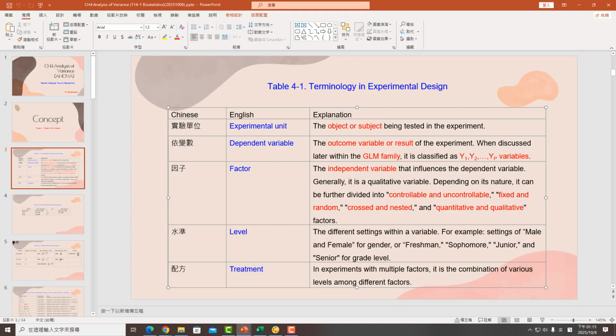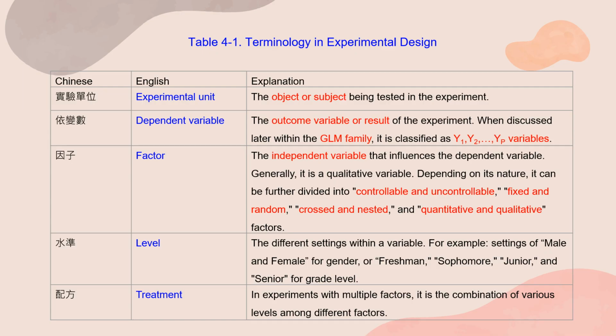So it's a different language. And remember the terminology, they have a 4 right here. The level is the different settings within a variable. For example, male and female is 2 levels for gender. Freshman, sophomore, up to senior is 4 levels for grade. Understand? So if the question asks how many levels within the university grade level, you have to reply 4.